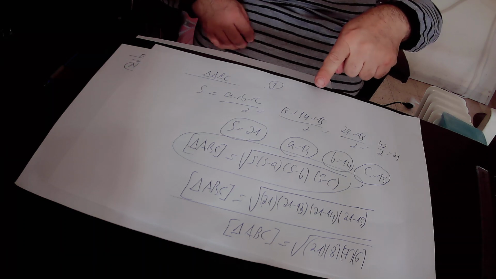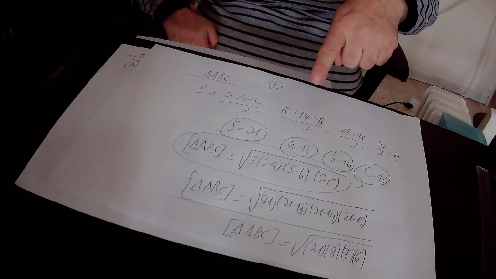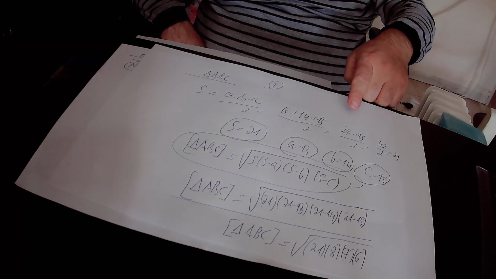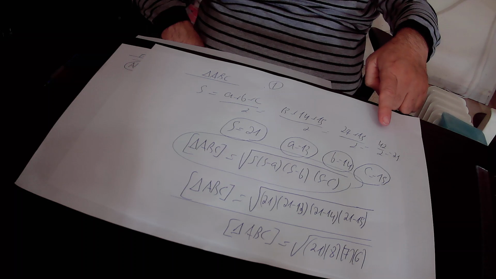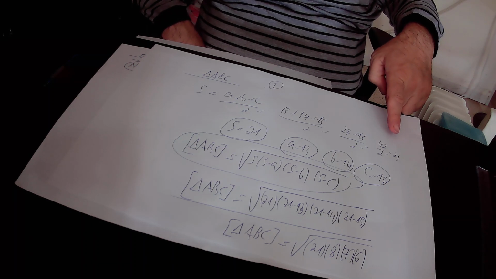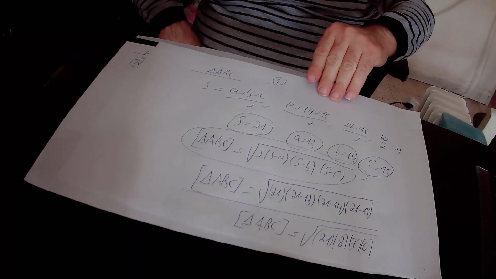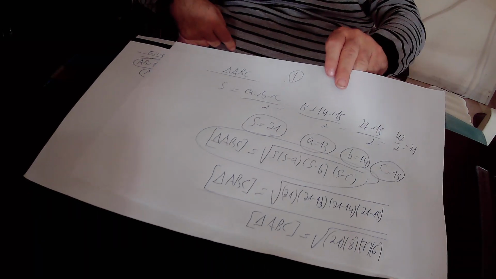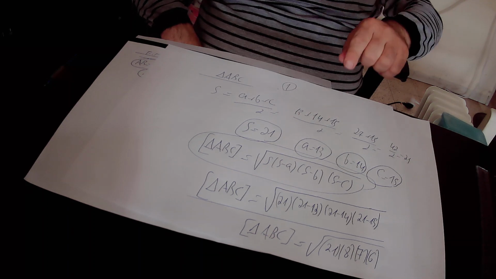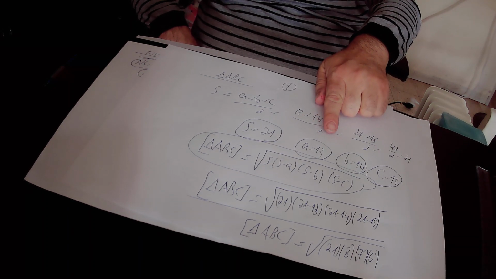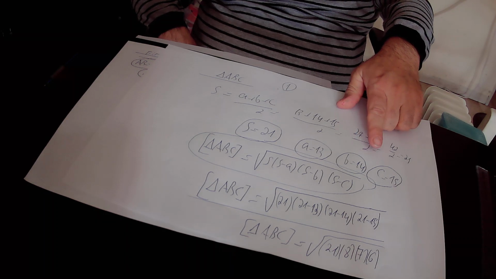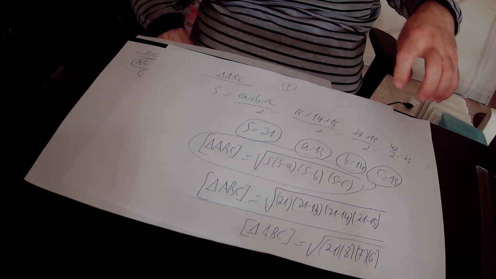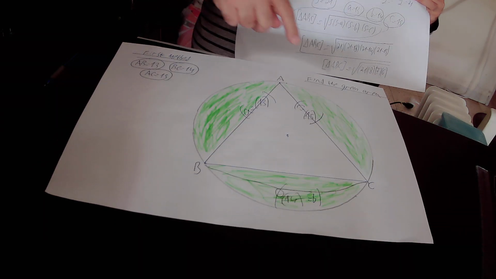A is 13, B is 14, and C is 15, all divided by 2. 13 plus 14 is 27, 27 plus 15 is 42, and 42 over 2 is 21. So I found out that the semi-perimeter of this triangle ABC equals 21 units. According to our definition, A equals 13, B equals 14, and C equals 15. A, B, and C are the side lengths of this triangle ABC.